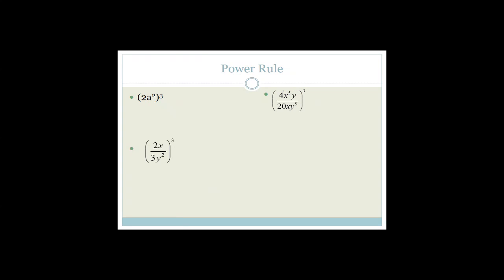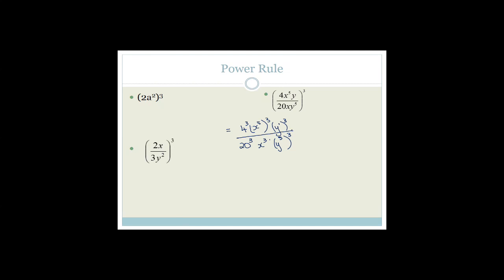Right, so let's look at this one. The whole of this bracket is to the power of 3. Every single thing in this bracket is to the power of 3. So we're going to do that nice and slowly. We're going to go 4 to the power of 3 times x to the power of 5, all to the power of 3, times y, remember it's to the power of 1, all to the power of 3, all over 20 to the power of 3, x to the power of 3, y to the 5, all to the power of 3.